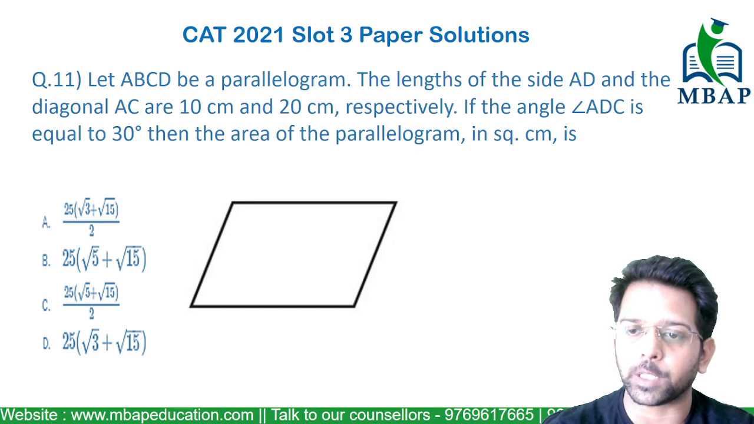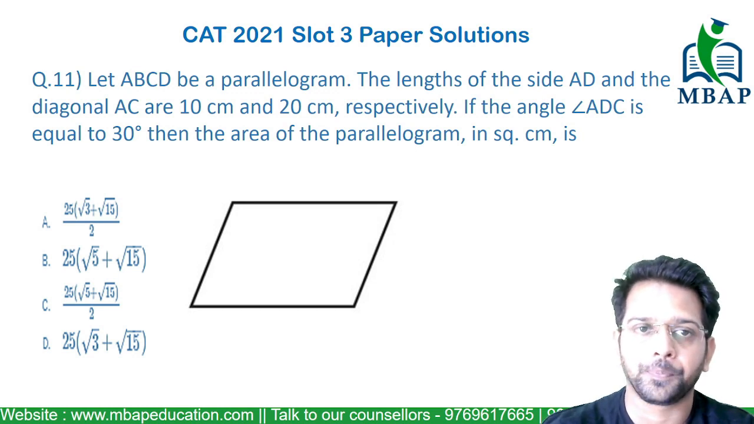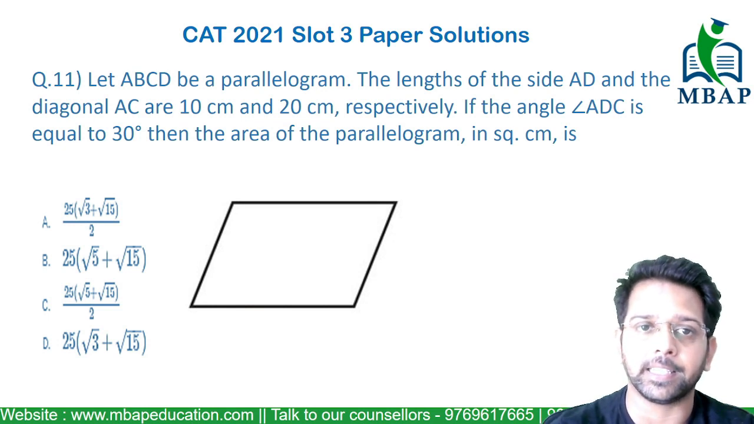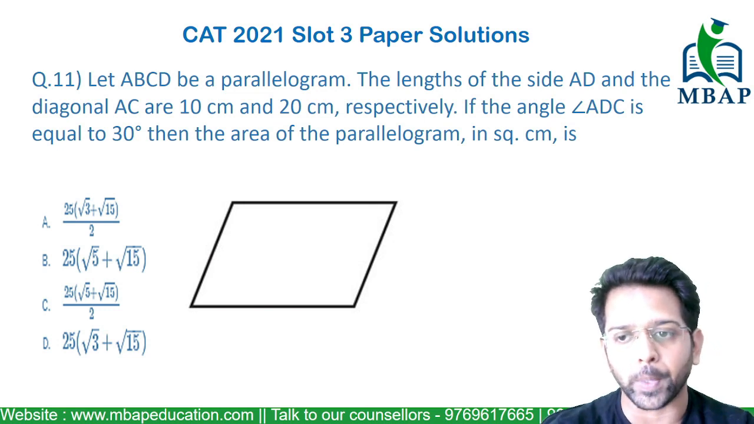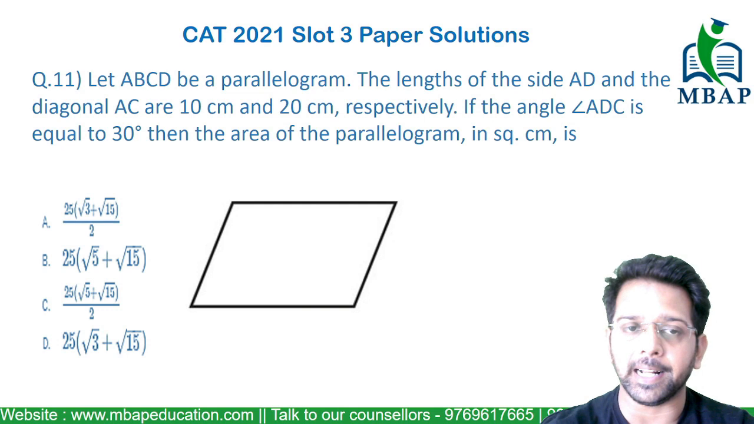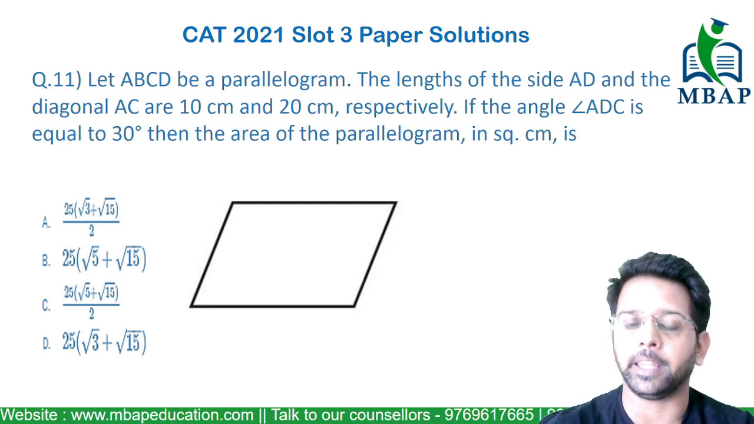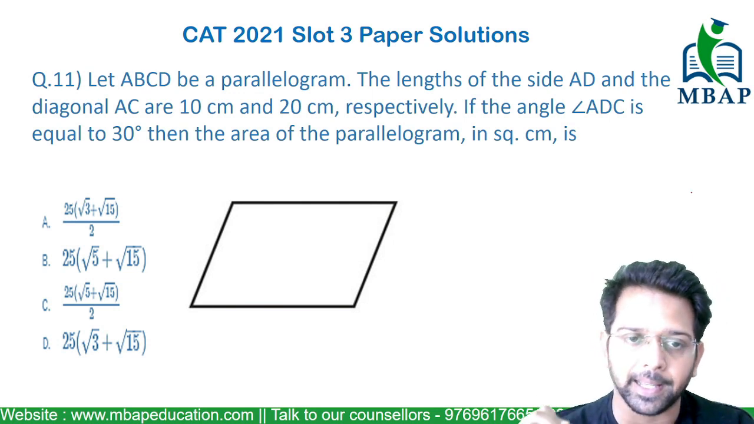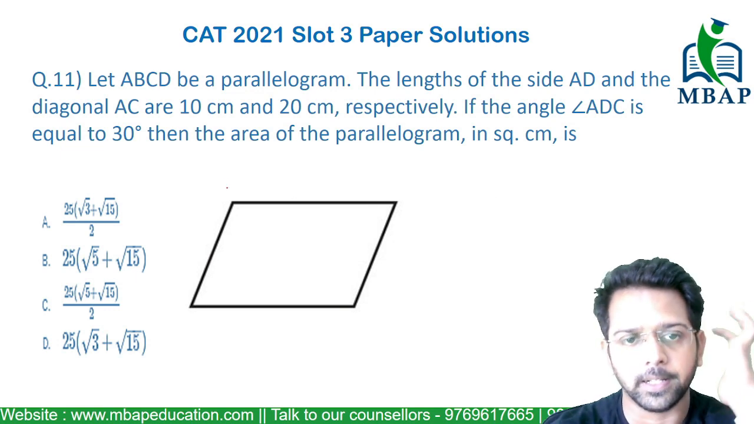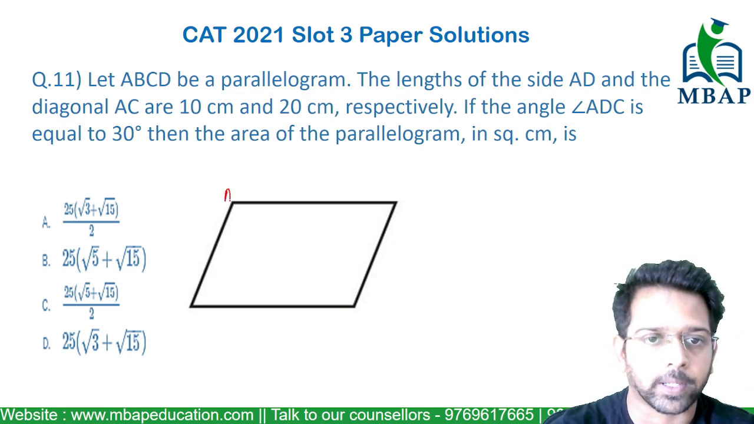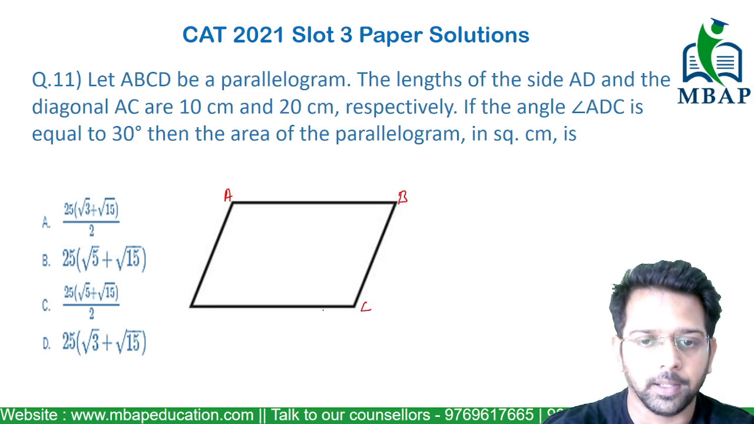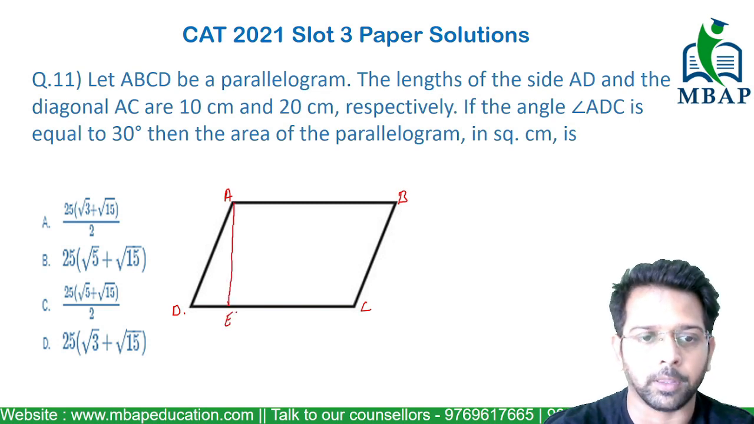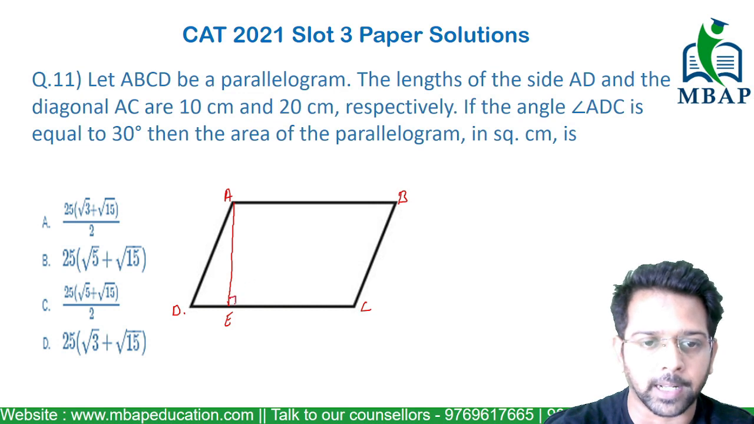Hi everyone, now let's take the next question. Read the question well. The question says, let ABCD be a parallelogram. The length of the side AD and the diagonal AC has been given to you as 10 cm and 20 cm respectively. If the angle ADC is equal to 30 degrees, then the area of the parallelogram has been asked. Now we all know to find the area of the parallelogram, you would need the base as well as the height of that parallelogram, right? Let's first name the vertices of this parallelogram as A, B, C and D. If possible, let's also make a point E somewhere on CD so that AE becomes perpendicular and that is also equivalent to the height.